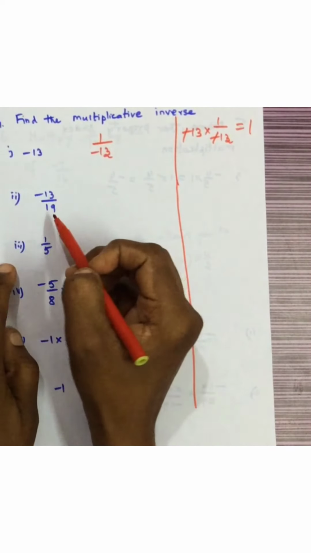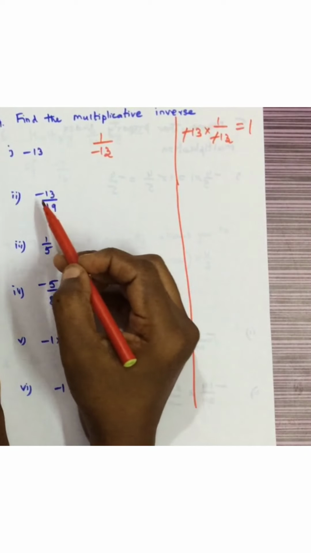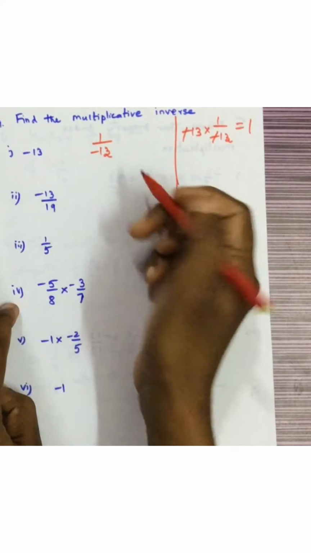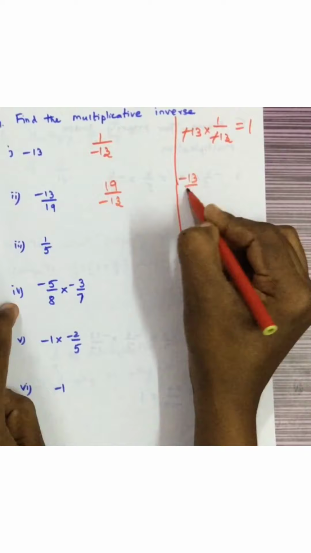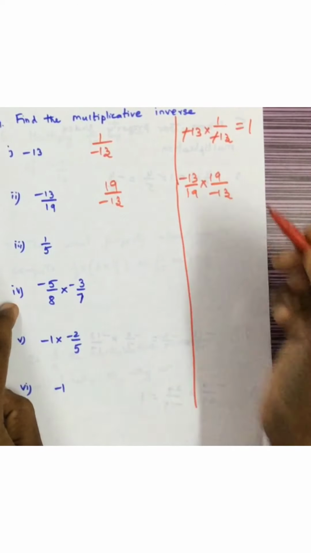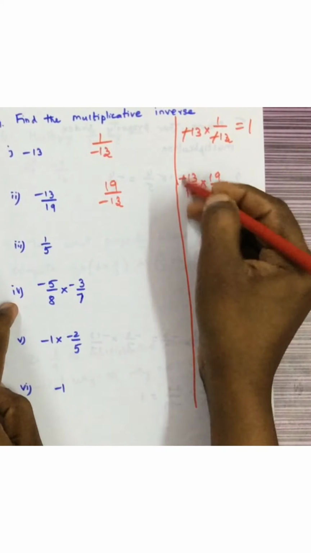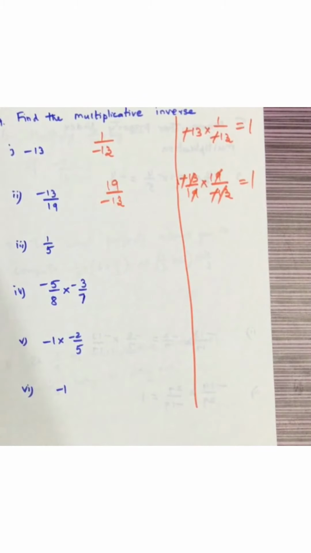Next, what is the multiplicative inverse of minus 13 by 19? You just have to take the reciprocal. The reciprocal is 19 by minus 13. So minus 13 by 19 multiplied by 19 by minus 13. Taking the reciprocal, you have to take it with the sign. So minus and minus cancel, 19 and 19, 13 and 13 cancel, equal to 1.